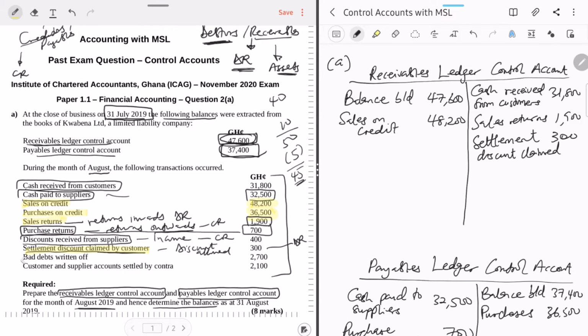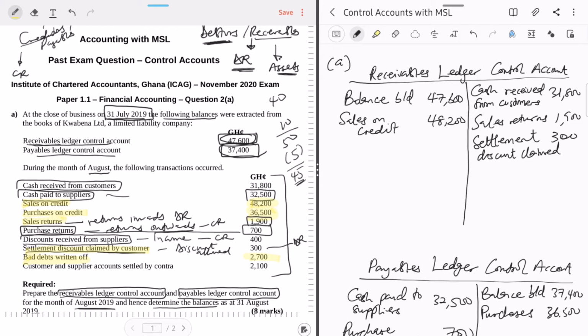They said bad debts written off. So bad debt written off means someone owed you a debt or someone bought from you. They didn't pay you cash, so they were owing you, they were receivable. Then you found out that they are not capable of paying you anymore. Either they've deliberately made up their minds not to pay you, or they are not in a financially capable position to pay you. So maybe they've gone bankrupt or they've closed business due to, let's say, COVID-19.